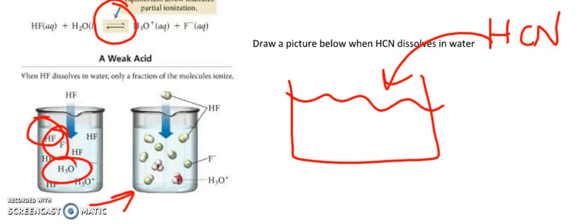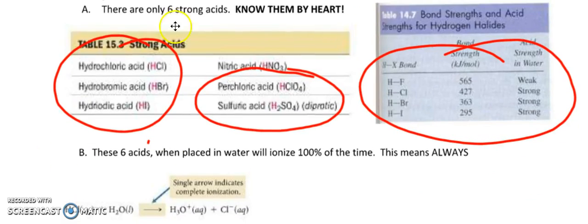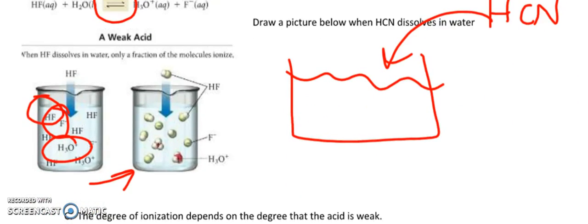Now, wait a second. How do you know that HCN is a weak acid? Do you have an answer? How about this? What is HCN? Is it hydrocyanic acid? Make sure you know how to name that. Is hydrocyanic acid on the list of the big 6? The answer was no, it is not. If it's not on this list right here, well, guess what? It's weak. Any other acid is going to be considered weak.